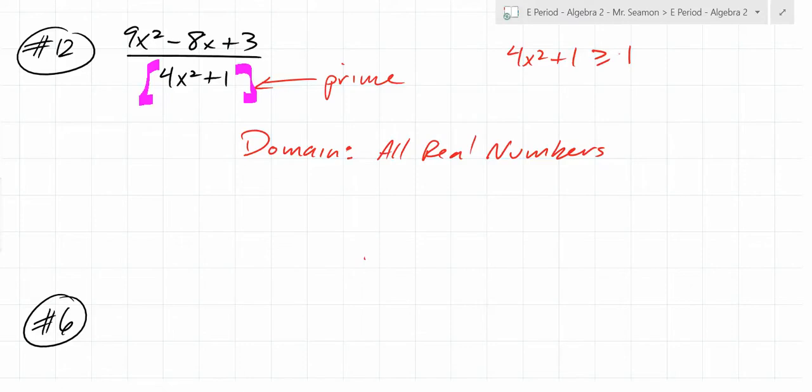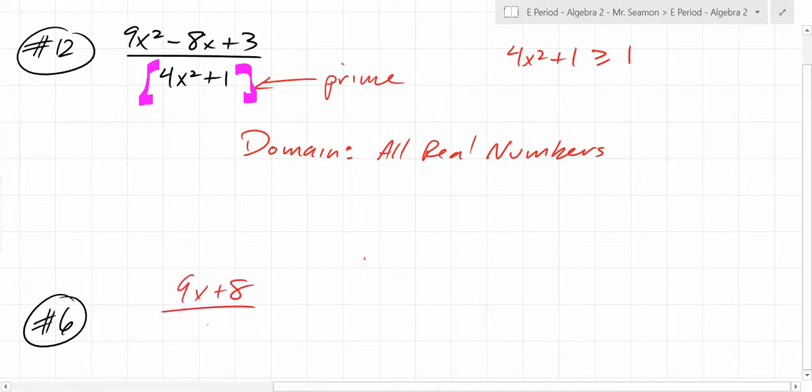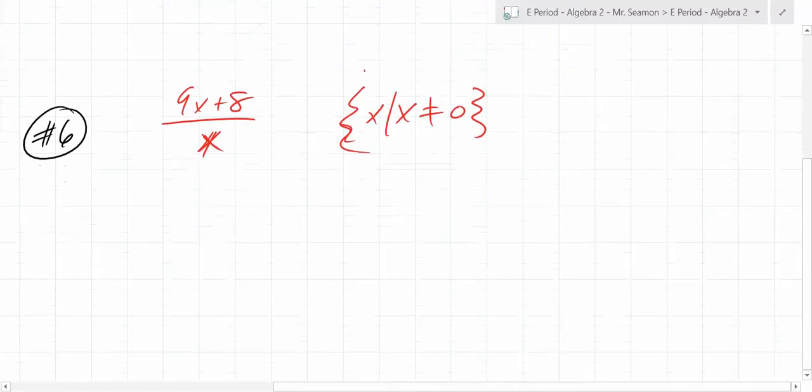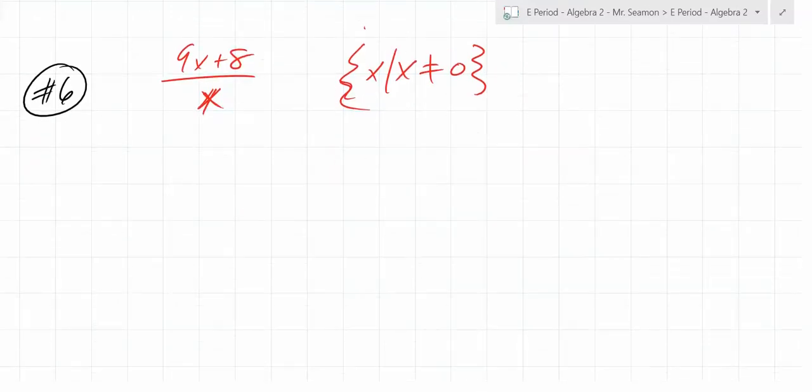Number 6 was asked about. 9x plus 8 over x. What's the domain here? X such that x can't be equal to 0. Correct. The number is anything but 0? Yes, the domain is anything besides 0. That is correct.